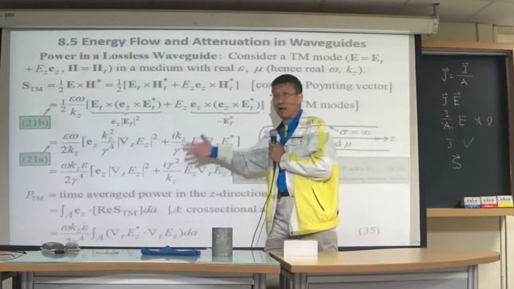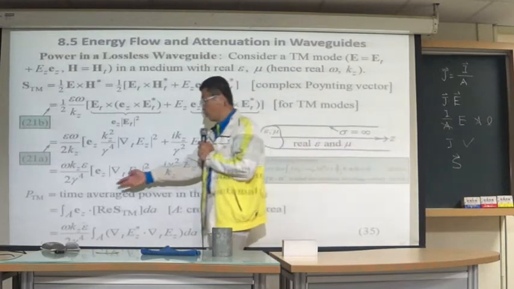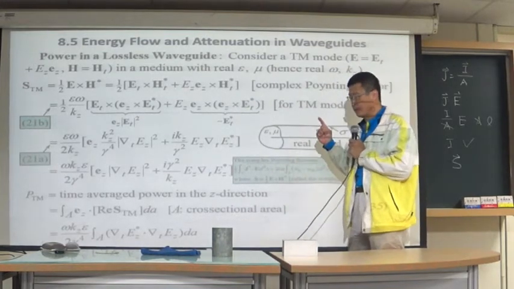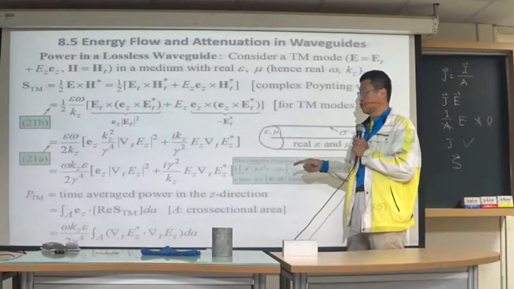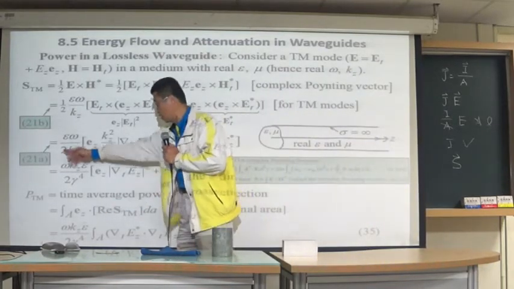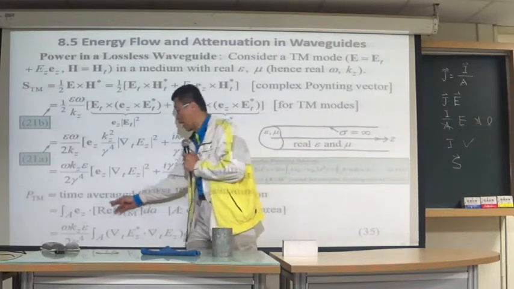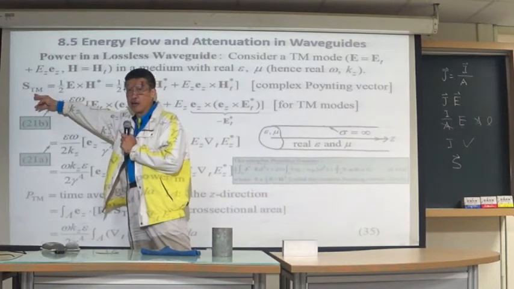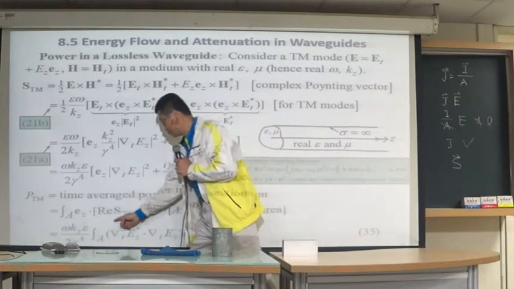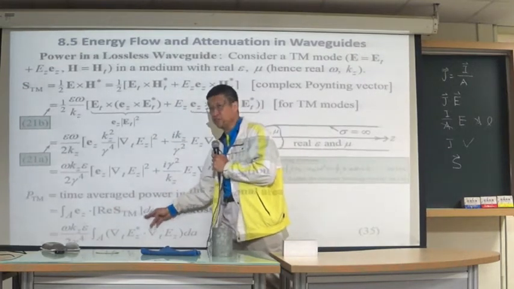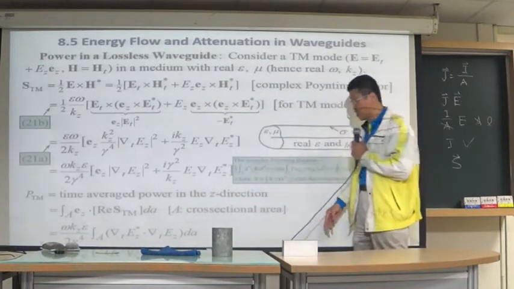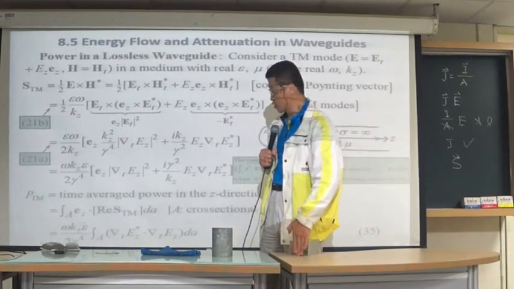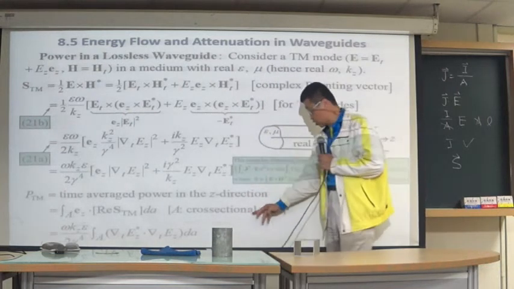So that's the pointing vector. But power is, we want to calculate the time average power in the z direction. We just consider the contribution in the z direction. So EZ dot these terms, take the real part, because power is a real quantity. That's the complex pointing vector, right? So we should take the real part and perform the surface integration. What is the surface? Cross-sectional surface. So keep this in mind.